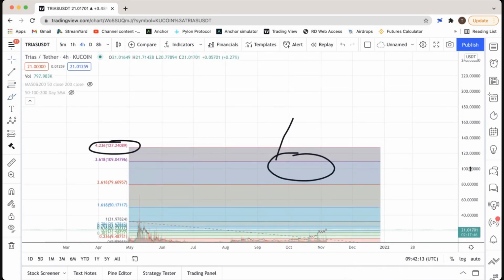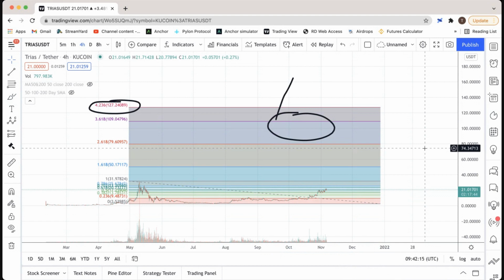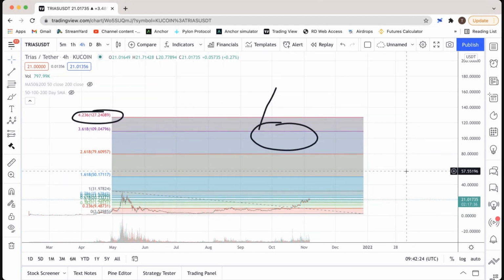But in regards to those $5,000, $10,000 price targets for Trias, even above $1,000, I'm not in that bracket, although I hope I'm wrong. I'm not trying to be a bear here or say that's not going to happen. I don't want it to. I'm not saying that at all.